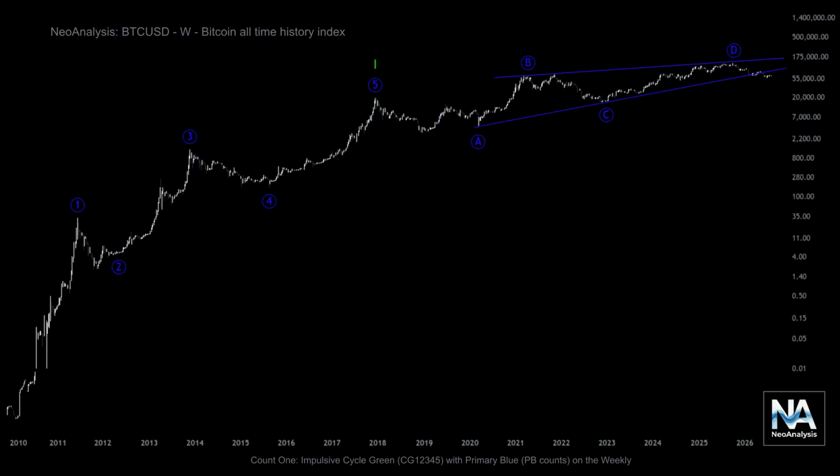These 3 counts represent the primary structural possibilities currently under consideration at the cycle and primary degrees. They share many of the same major segments in price and time, and differ mainly in how those segments are grouped and labeled. The next entry will begin testing these counts against price retracements and extensions, along with targeted analysis of key intermediate and minor degree structures and their time relationships.